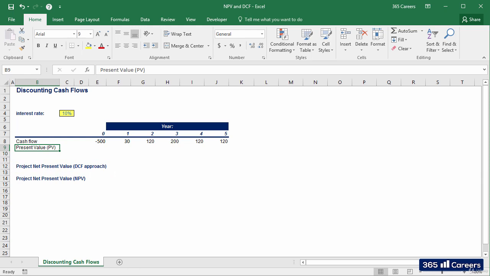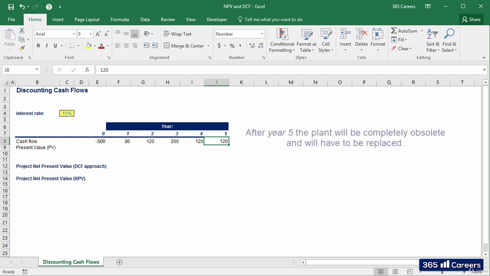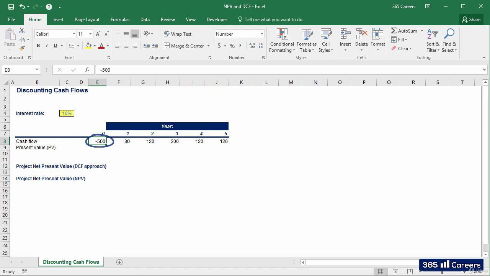A firm plans to build a plant that will produce the following cash flows: 30 in year 1, 120 in year 2, 200 in year 3, and 120 in years 4 and 5. After year 5, the plant will be completely obsolete and will have to be replaced. The plant costs $500, and the firm's marginal borrowing rate is 10%.